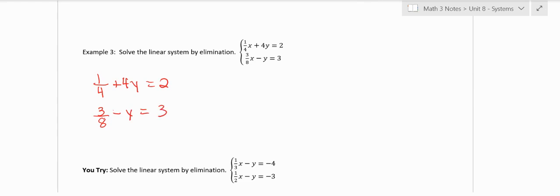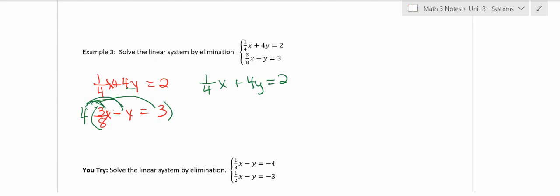I can see that, and then I'll put x's with these first ones. We can see that an easy one to eliminate is probably going to be y, right? We probably don't want to deal with the x's and the fractions unless we cleared out the fraction. So if this is a 4y, I might multiply the bottom by 4 to get a negative 4y. And so on the first problem, I'm going to leave it alone. So I have 4y equals 2.